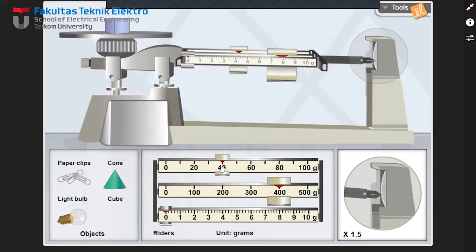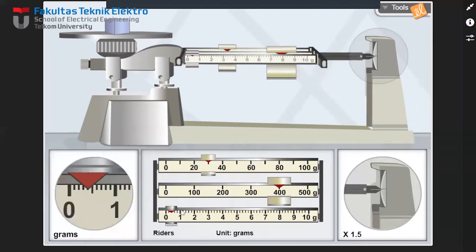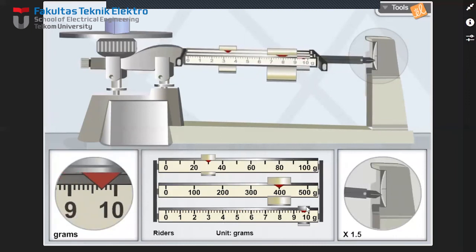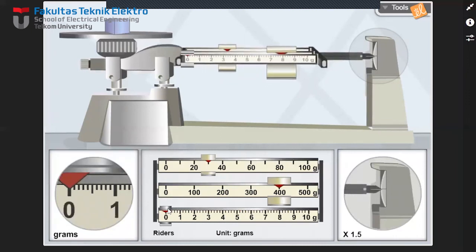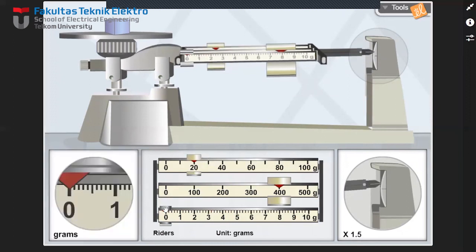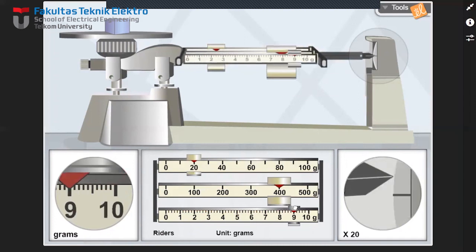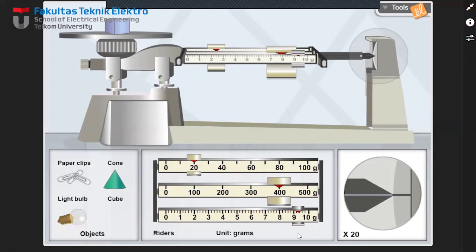Now take a look. If we put the 10 gram beam on 40, the balance is heavier than the object, right? Now after we reduce the weight to 30, there we can see the equilibrium point is a little bit on 0. But still, it's not so precise, right? Now let's try to put the 10 gram beam on 20 and put the 1 gram beam until the equilibrium point is precisely on 0. Now there we go.